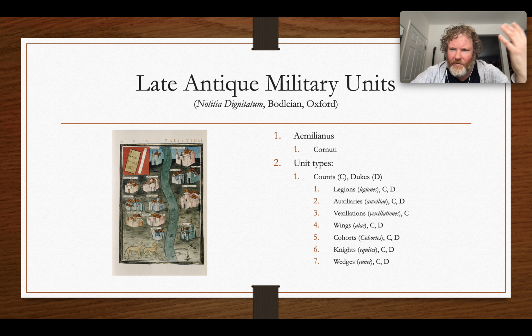So there's all the different kinds of units that could be sort of divided into the frontier versus field army division. Okay, and that gives you some idea of the kinds of units we find in late antiquity. It is big and complicated, and it changes again, but that gives you some idea.